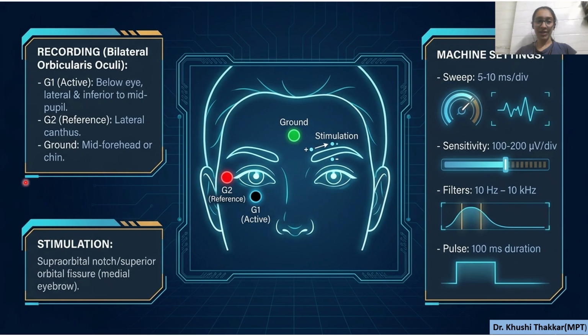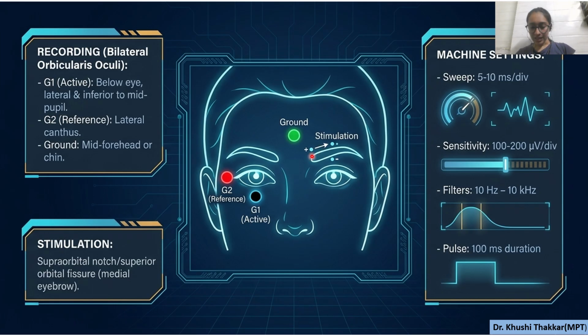Now the good to know part. This is the basic diagram which you should remember for where and how the electrode is placed. Recording is from the bilateral orbicularis oculi muscle. G1 is the active electrode, which is placed below the eye, lateral and inferior to your mid pupil. G2 is the reference electrode, which is placed at the lateral canthus, and the ground is placed at the mid forehead or chin to complete the circuit. You stimulate at the supraorbital notch, or you may call it the superior orbital fissure, which you have studied in your anatomy of the skull, a little medial to the eyebrow.